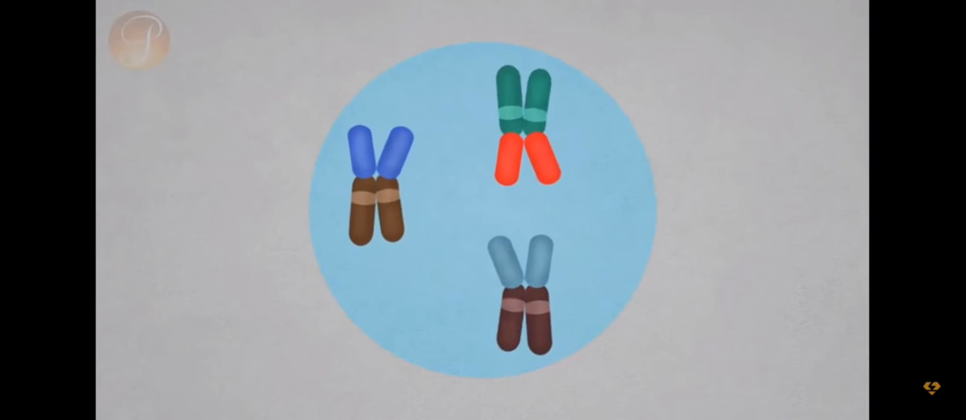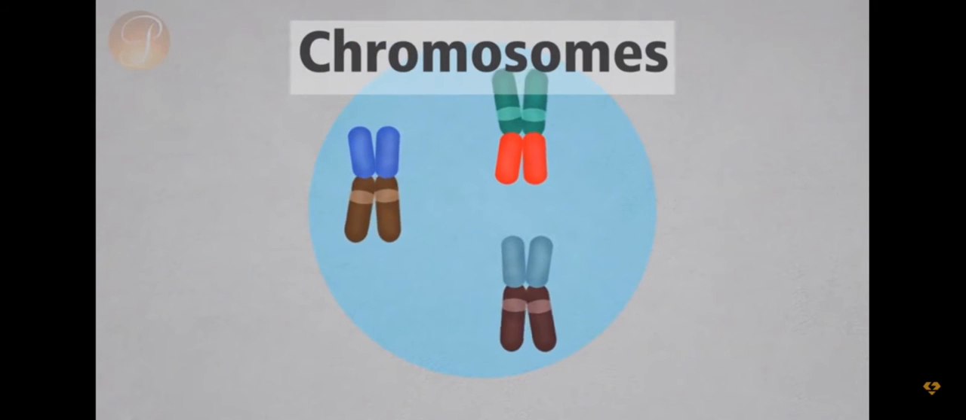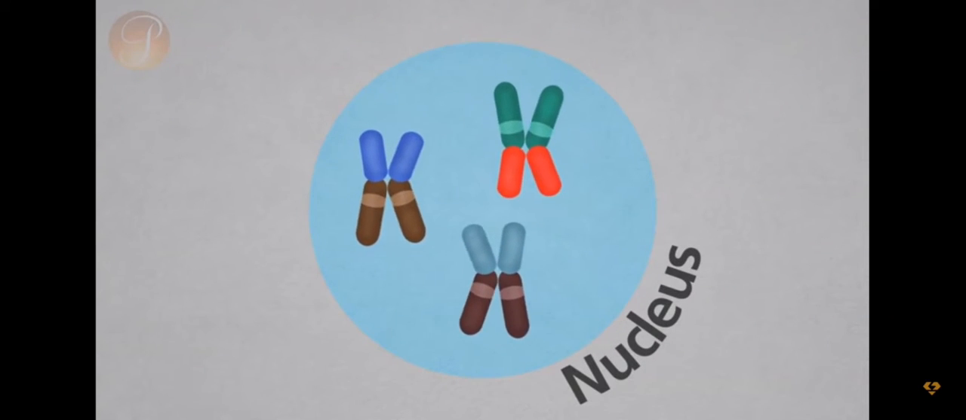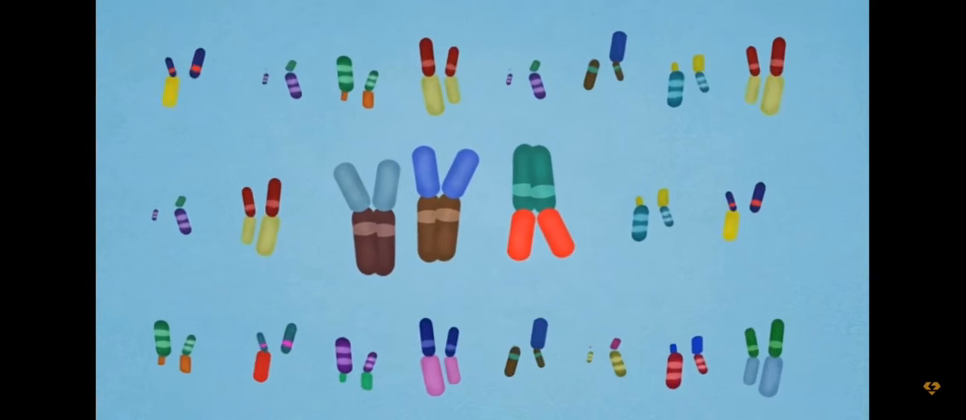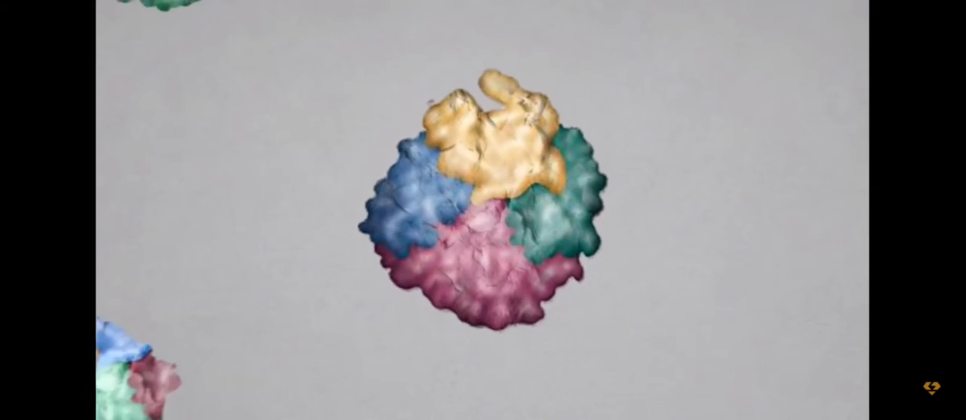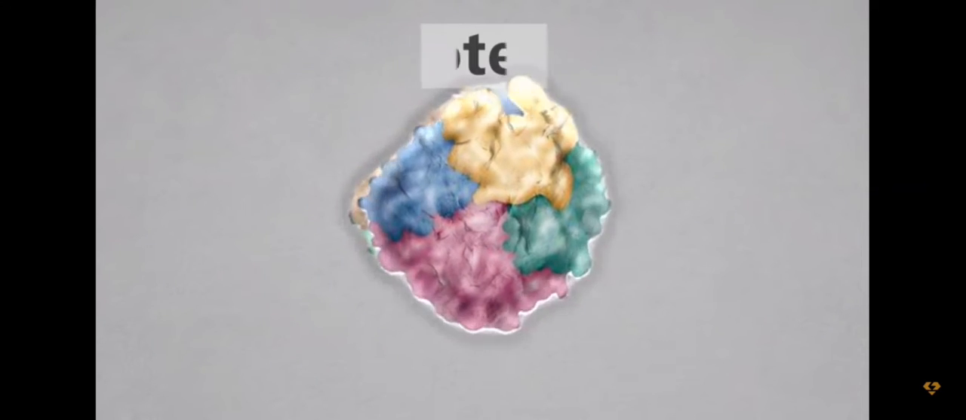DNA folds itself into paired packages called chromosomes, which are stored in the nucleus of cells. Each species has a different number of chromosomes. Humans have 46 chromosomes, which contain our genes. Genes act as instructions for molecules called proteins.